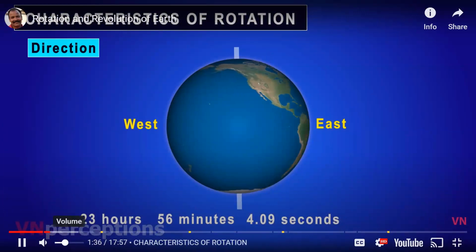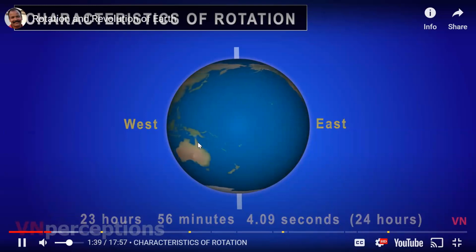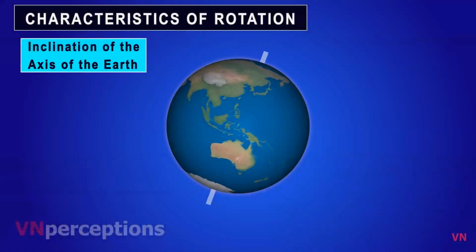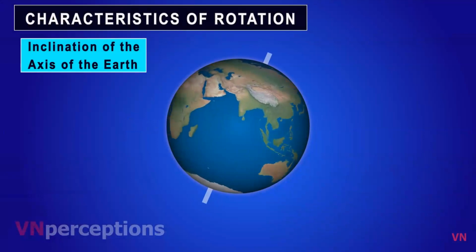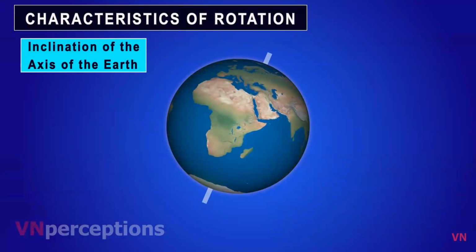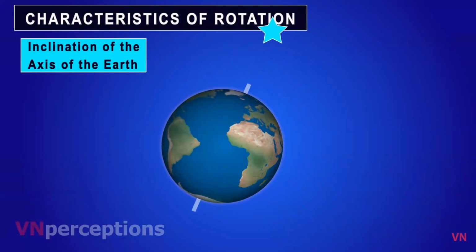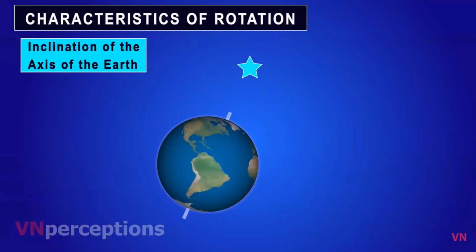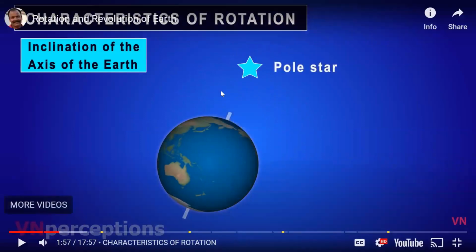It comes to 24 hours. Then it is the inclination of the axis of the Earth. The Earth is always tilted in the same direction. That is, its north pole is pointing towards the pole star as it is moving around the Sun. This we might have studied also. The pole star always points in this direction. See, the reason has been given for that too. So this is my axis which is tilted, and one star is always in this direction.